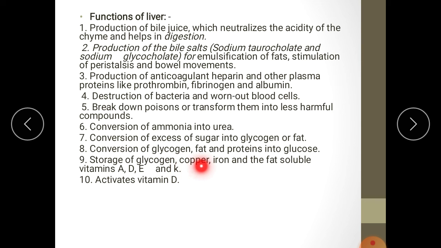So copper is also stored in the liver, iron is also stored, and the fat soluble vitamins like A, D, E and K are also stored in the liver. It also activates vitamin D. Vitamin D is essential for the metabolism of calcium, for immunity, for strength. Vitamin D is necessary. So vitamin D activation is done by the liver. So these are a few functions of the liver.